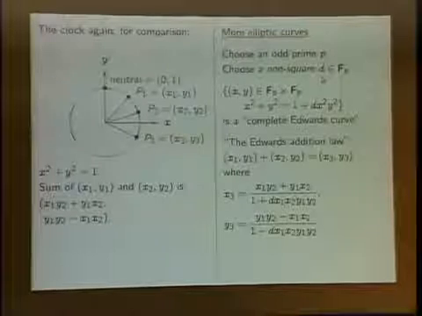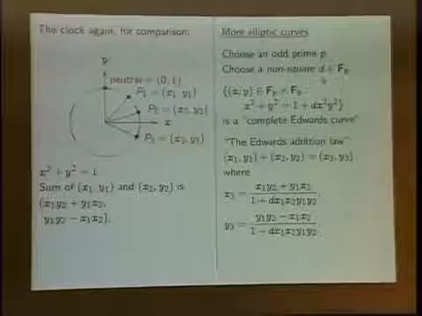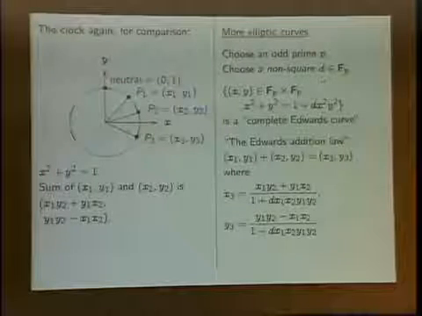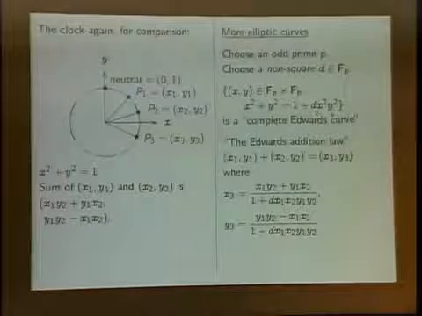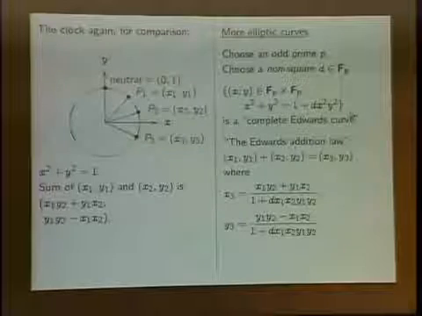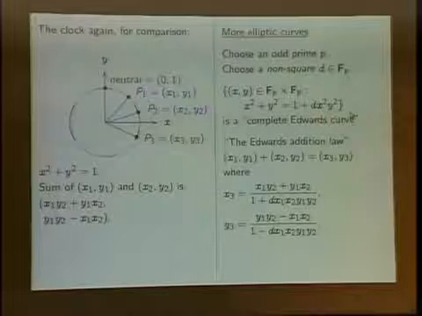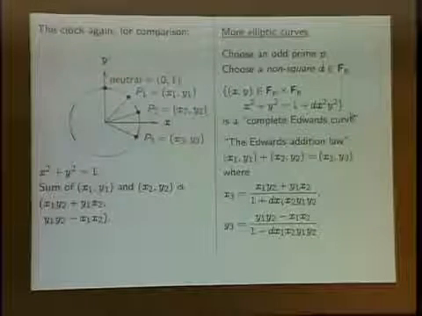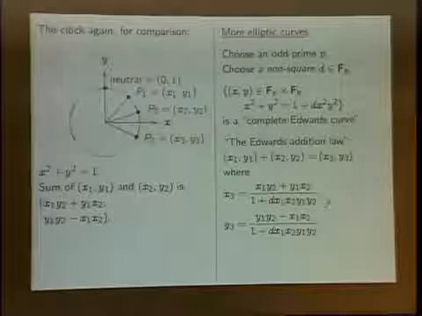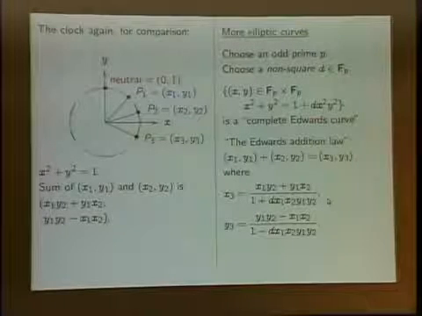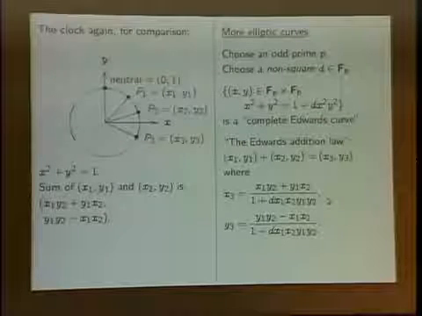The elliptic curves we're working with here are called Edwards curves, or more specifically, complete Edwards curves. It's any curve x squared plus y squared equals 1 plus d x squared y squared mod p, where again d is not a square mod that prime p. And then the addition looks just like the addition we've heard about before, a little more complicated than the clock, and that minus 30 changes to plus d.